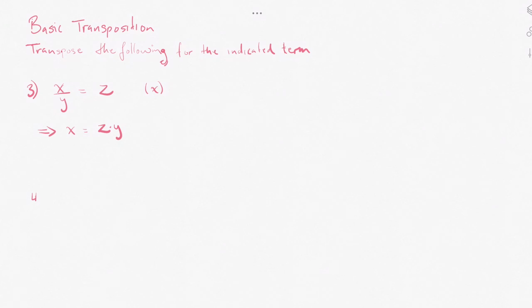For example 4, we look at the expression a divided by b equals c, and this time we're transposing for b. Notice this time b, the subject that we want, is in the denominator, so we have to first remove it from the denominator, giving us a equals c times b, and then we remove c from the right hand side, carrying it over to the left hand side. Thus, we end up with a divided by c equals b, and notice we have now transposed for b.